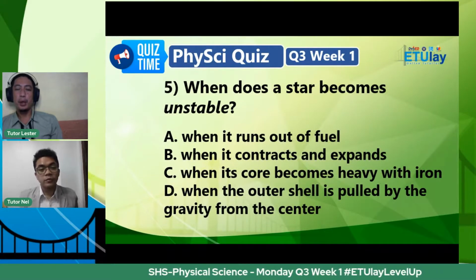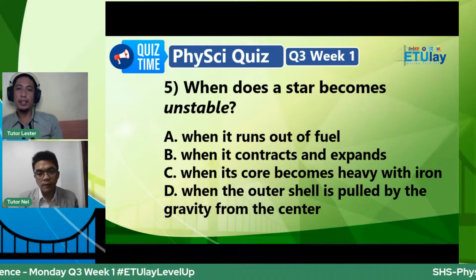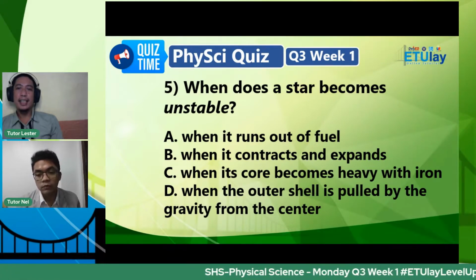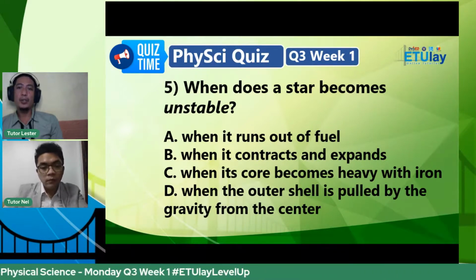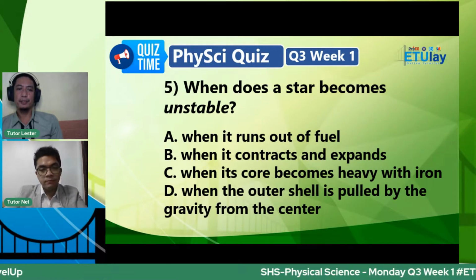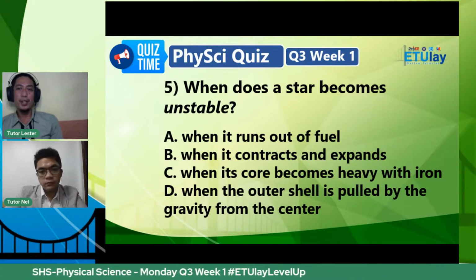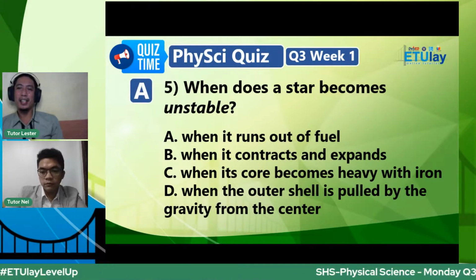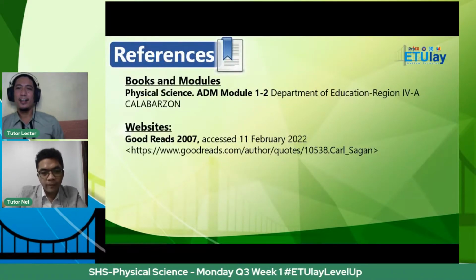Question number 5. When does a star become unstable? A, when it runs out of fuel. B, when it contracts and expands. C, when its core becomes heavy with iron. And D, when the outer shell is pulled by the gravity from the center. Ang tamang sagot po natin for question number 5 is A, when it runs out of fuel.